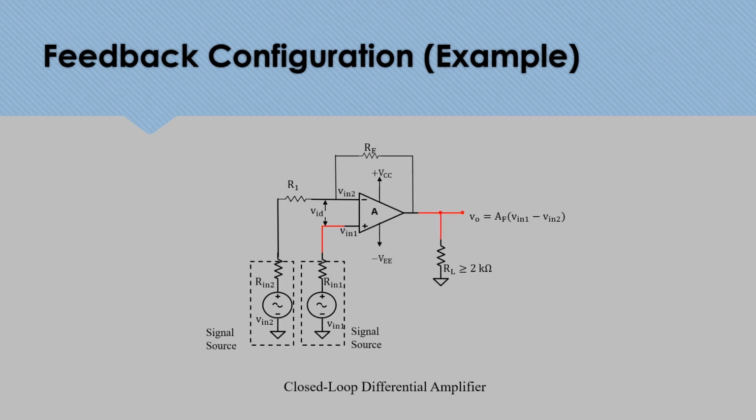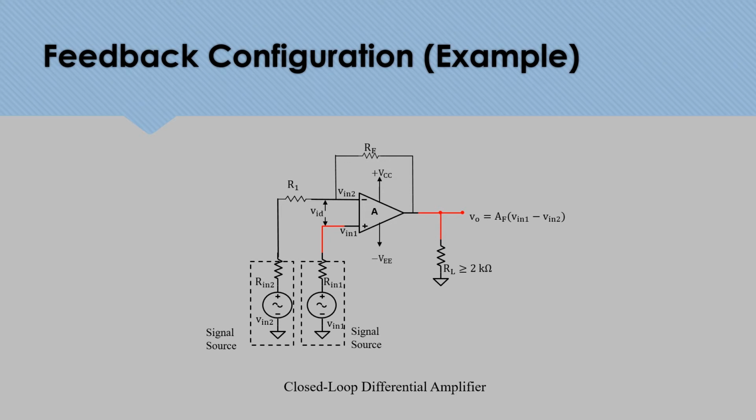So this is the example of a feedback configuration, or closed loop differential amplifier. Here RF consists of the feedback circuit. The output is fed back to the input. Now you see here two input voltages are there, Vin1 and Vin2. Vin1 is fed to the positive side, that is the non-inverting side. Vin2 is fed to the negative side, that is the inverting terminal.